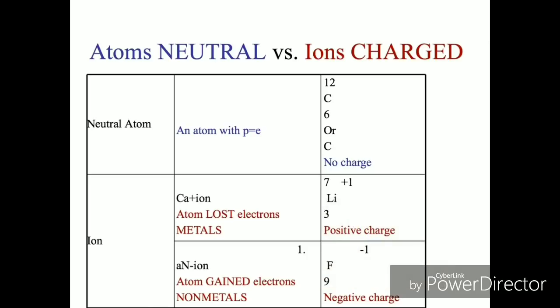In general, metals tend to lose electrons and form positive ions called cations. Cations have positive charges, while anions, notice this breaks up as a negative ion, are negative.